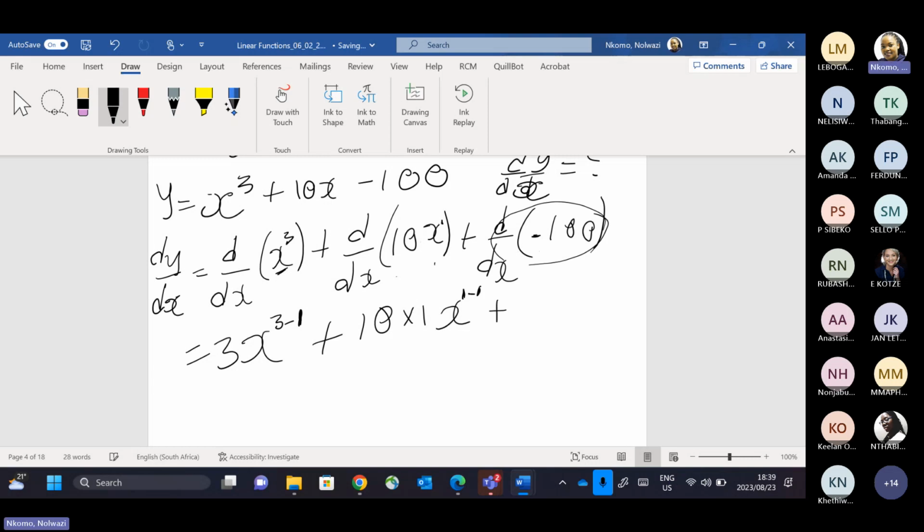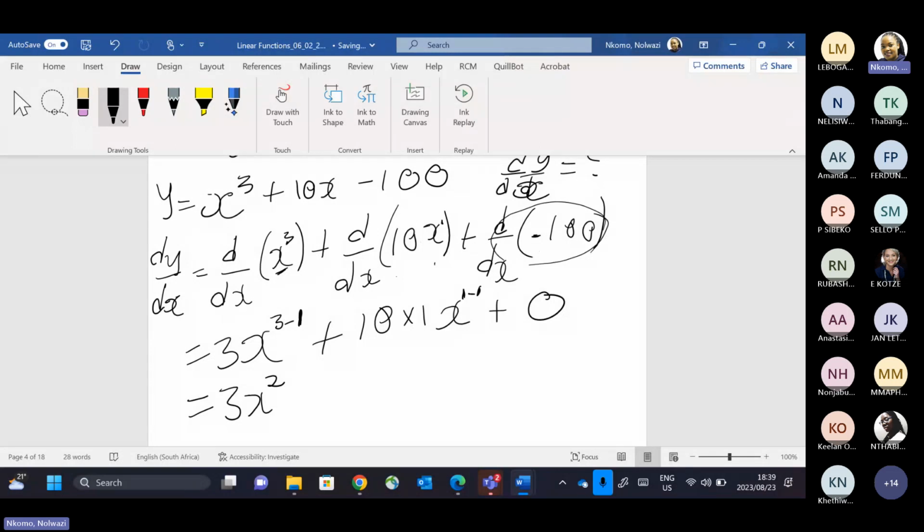This is minus 100, and minus 100 is a constant, right? It's any number. It's a constant, and we said the derivative of a constant is 0, right? So this means we'll have 0 here. Okay, and then we simplify. We have 3x squared, and 10 times 1 is 10.